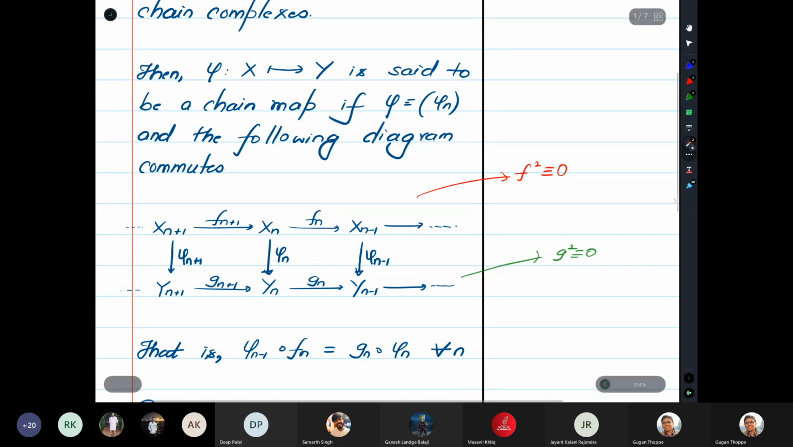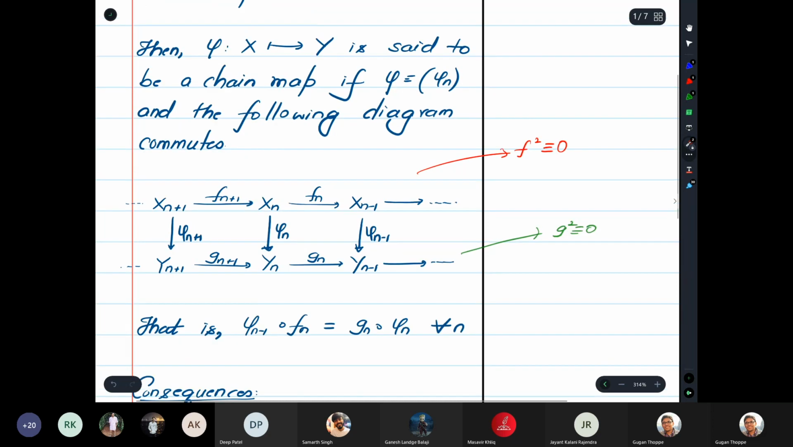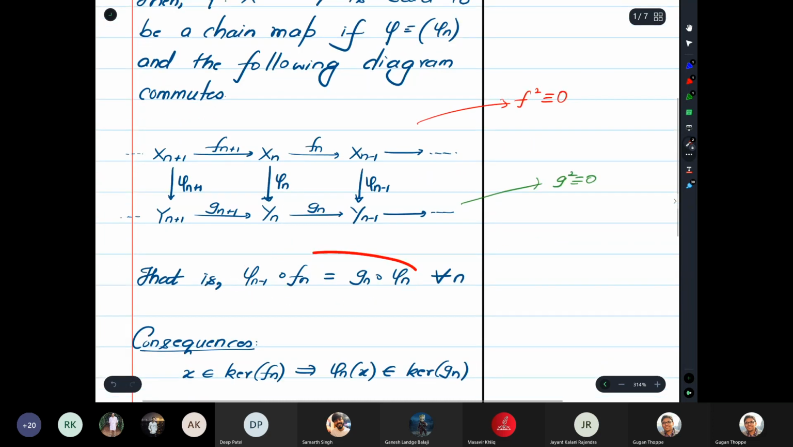So we will say such a sequence of maps is a chain map if this diagram commutes. Okay, so by that I mean if you proceed in this direction or you proceed in this direction, you will end up with the same output, right? So that's what is written over here. So you first apply fn, then you apply phi n minus 1. So you start from here and end up here. Or alternatively, you first apply phi n and then you apply gn, okay, you will end up with the same output. Okay, so that's what it means.